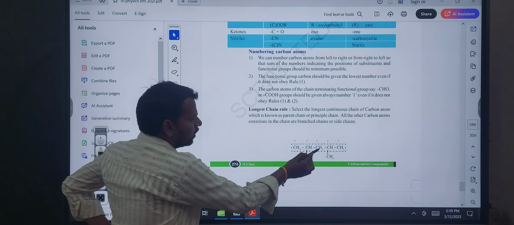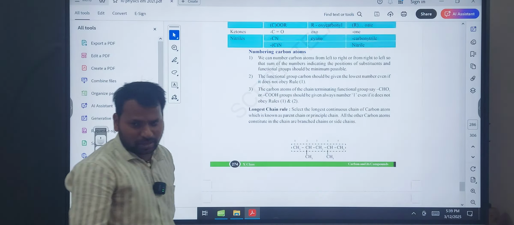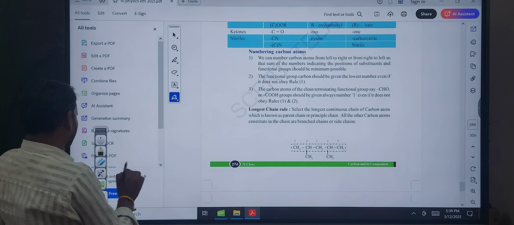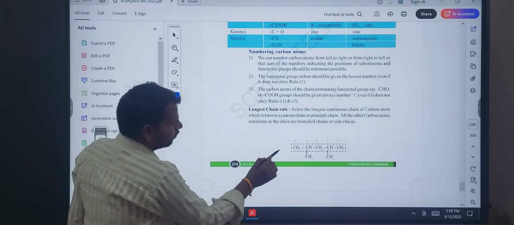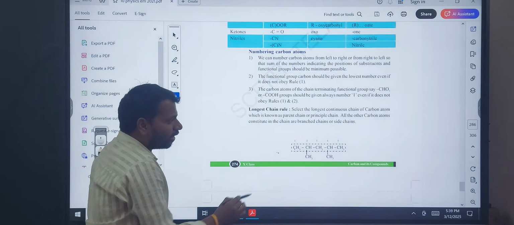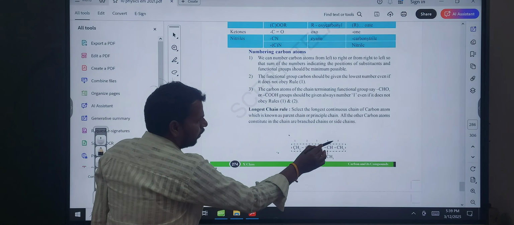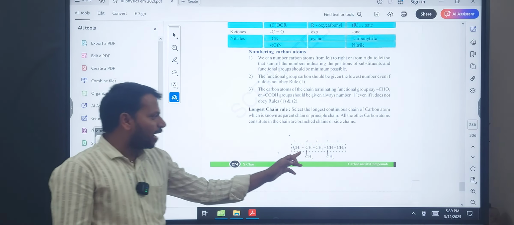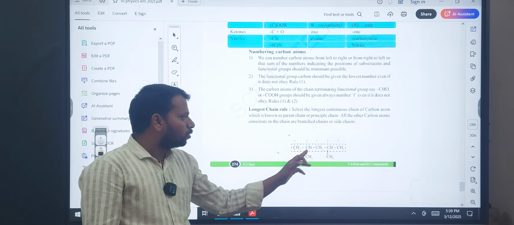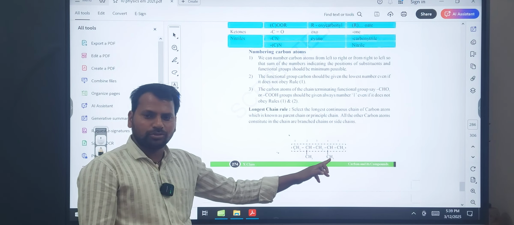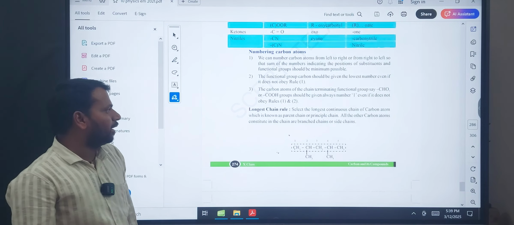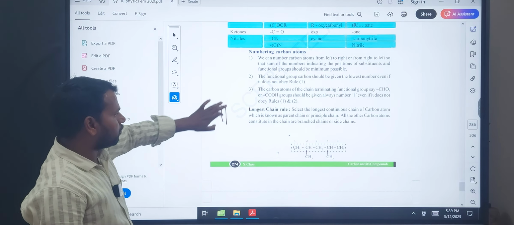CH3, CH, CH2, CH and CH3 are present here. Right now here, CH3, CH2, CH2, CH, CH3 is there. We are starting numbering from 1, 2, 3, 4, 5. So at second position and at fourth position substitution is present. So we can say it is 2,4-dimethyl pentane. Next rule.